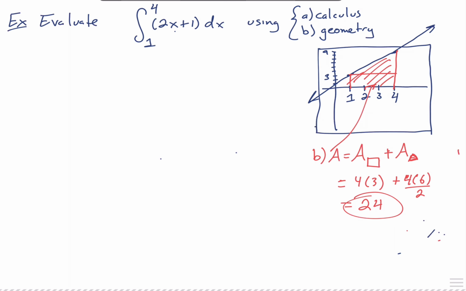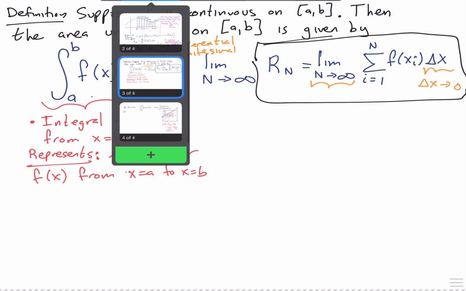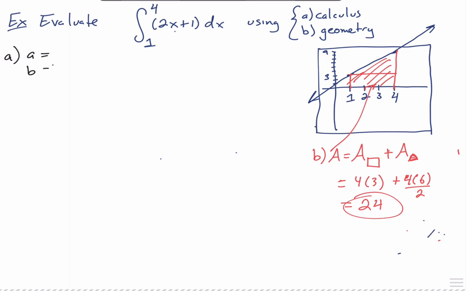All right. Okay. So now how do we do this using calculus? Well, if we go back to our formula here, this is what we're looking at. We're trying to find the limit as n goes to infinity of the sum from i equals 1 to n of f of x sub i delta x. Okay, so we need a few things. Why don't we just write down a list of things here. We have a, b, delta x. We're going to need x sub i. We're going to need f of x sub i. Okay, so that's all the stuff we need basically. So if we have all those, then we can put it all together and find the limit.